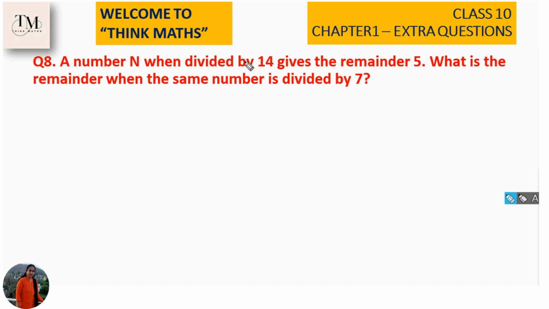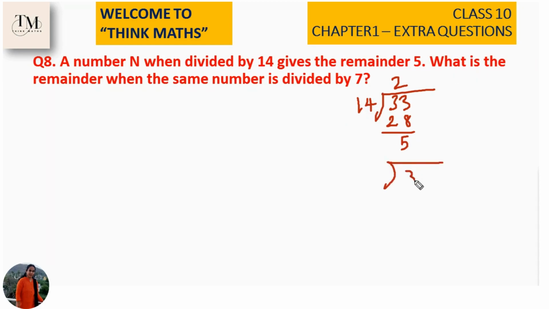So let me take a number 33. This 33 gives the remainder 5 when you divide by 14. When you divide by 14, 2 into 14 is 28, so the remainder is 5. The question is, what is the remainder when the same number is divided by 7? So I divide 33 by 7. This goes 4 times. 7 4s are 28. So what is the remainder? I get the same number because 14 is a multiple of 7.